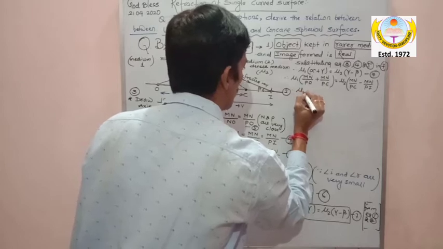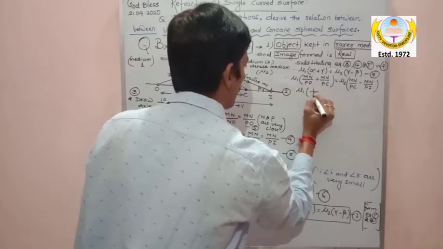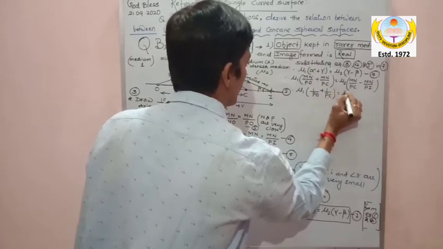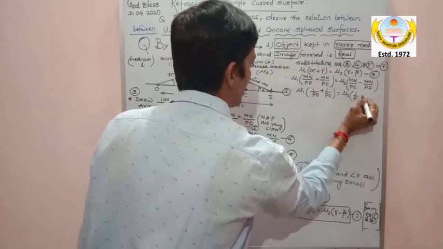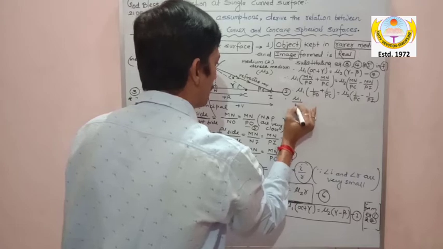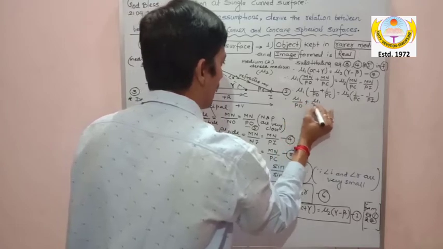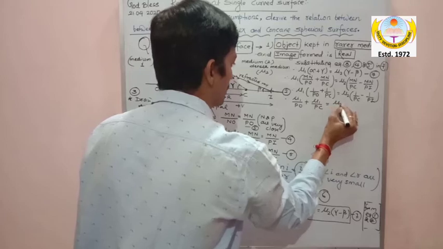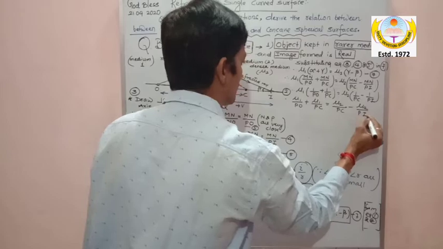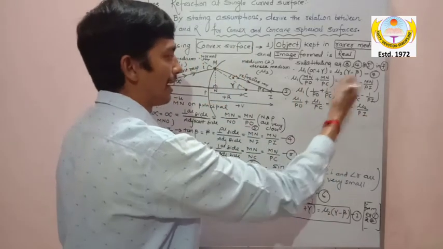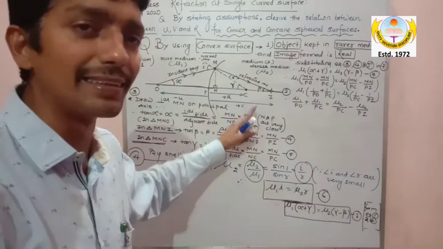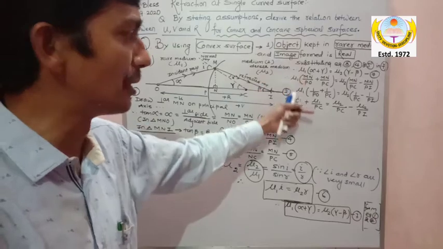Therefore this is mu1 (1 by po plus 1 by pc) is equal to mu2 (1 by pc minus 1 by pi). This can be written as mu1 upon po plus mu1 upon pc is equal to mu2 upon pc minus mu2 upon pi. I have multiplied mu1 and mu2 into the bracket. So I said only 4 points are concepts. Rest all is the substitution, my dear.